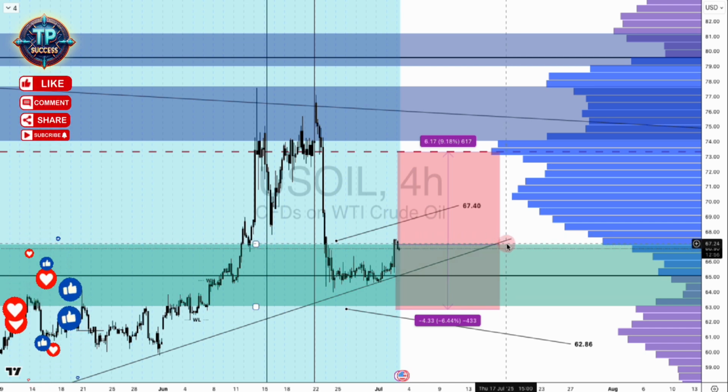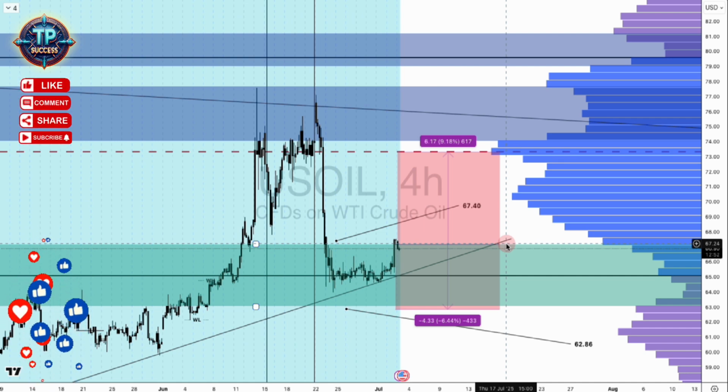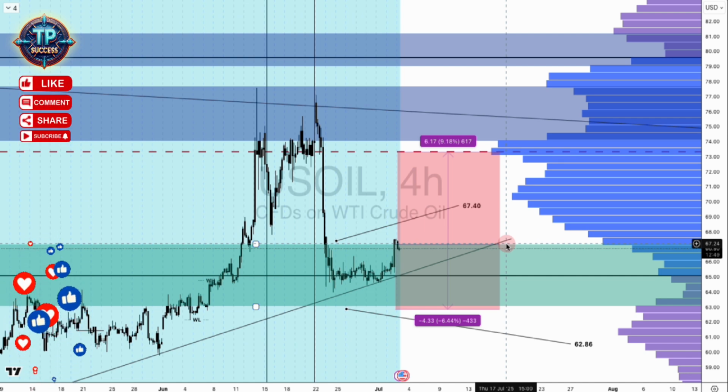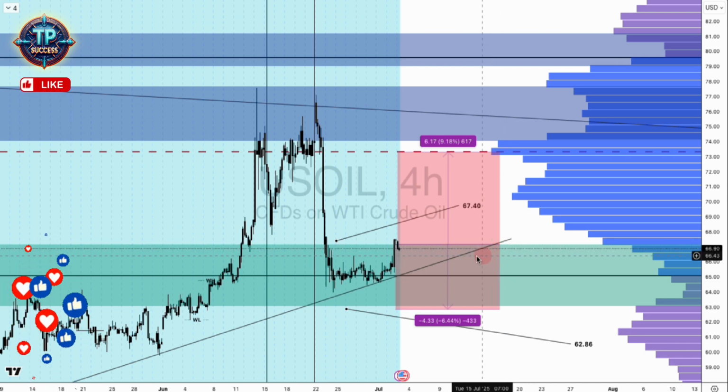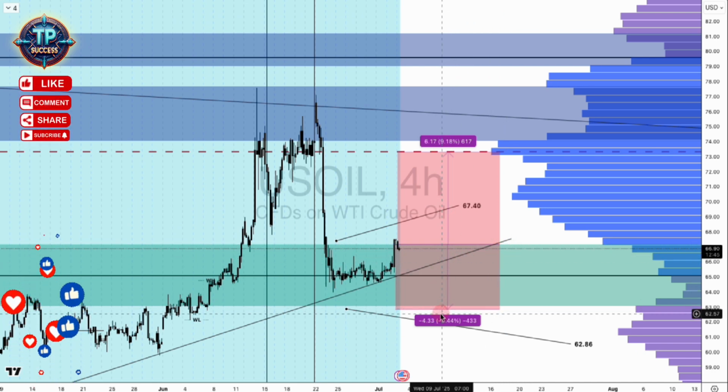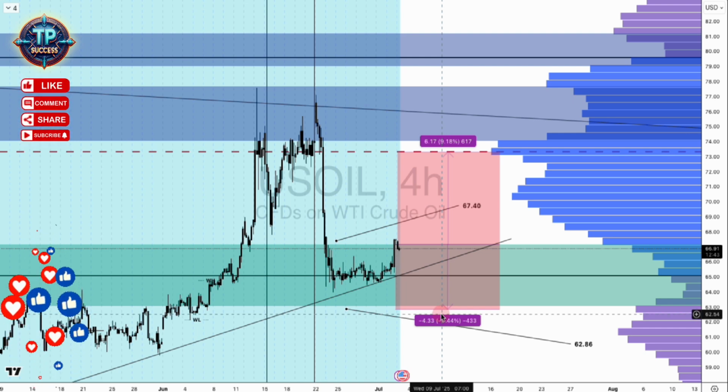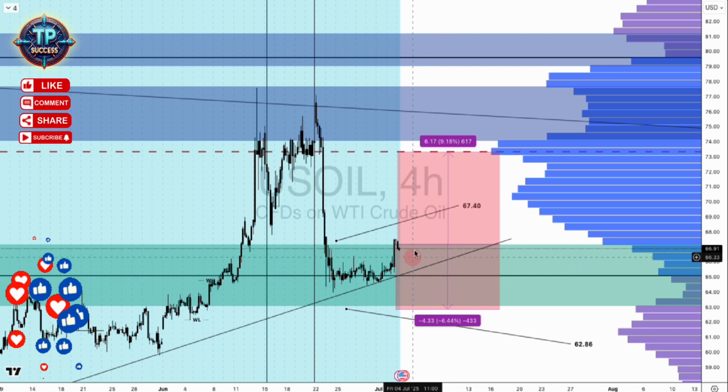However, like I said, as it stands right now, I am more bullish on oil than I am bearish, right? So I don't think it's going to come down. It could, because I don't have a crystal ball. It could, but I don't think it will come down. I think it's going to push up.